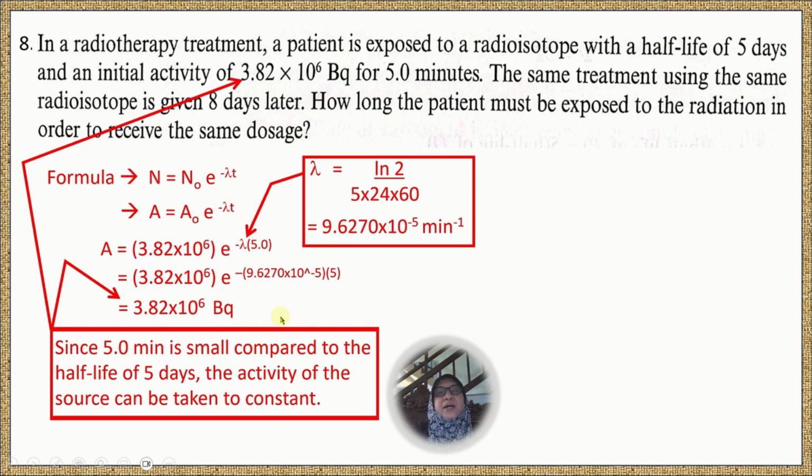Okay, so now we calculate the activity after 5 days, and we expose it for 5 minutes. So what happened to the activity? The initial activity here is 3.82 times 10 to the power of 6, times e to the power of negative decay constant times the 5 days.